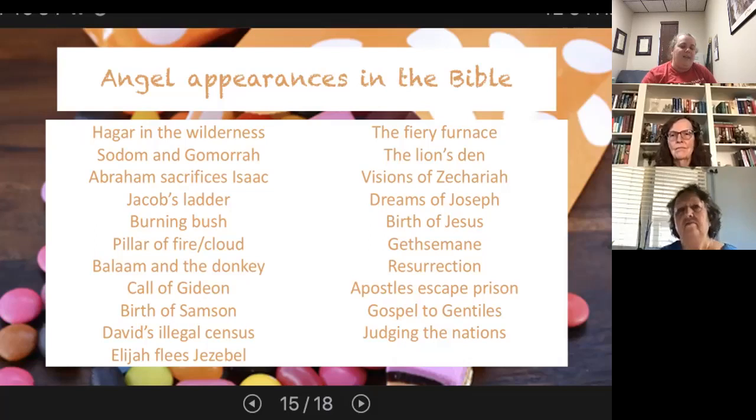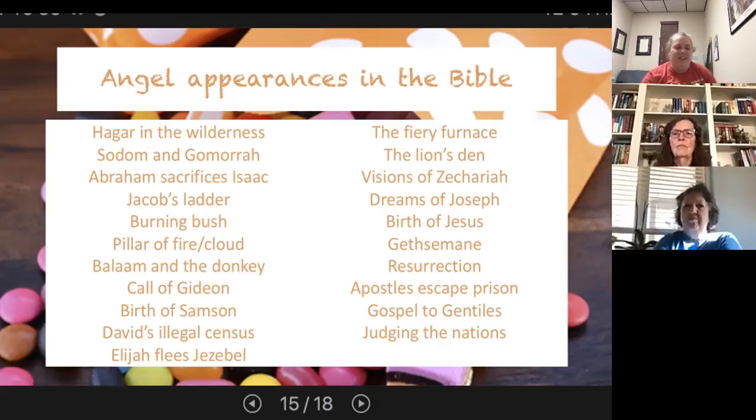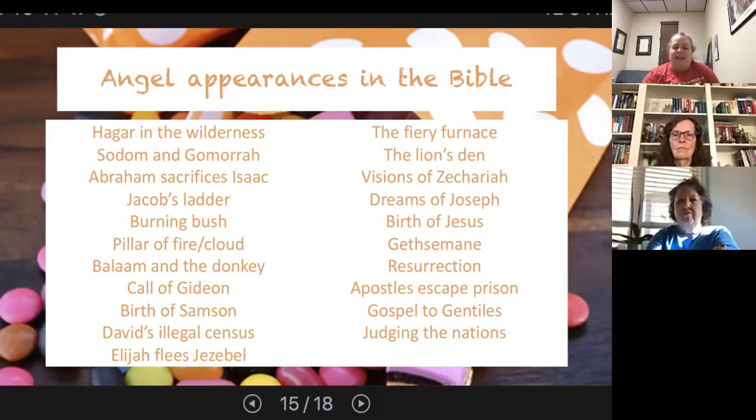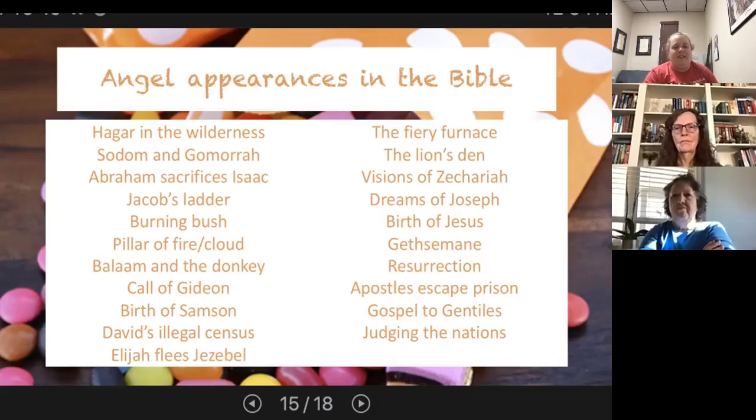An angel appears with the burning bush. The pillar of fire or cloud that leads the Israelites in their escape from Egypt and through the wilderness is an angel of the Lord. There's the story of Balaam and the donkey, which isn't super popular and well known, but it's clearly one of the kind of fiercer angels. The donkey can see the angel and Balaam can't, and the donkey is afraid of the angel blocking his path and keeps trying to veer off.